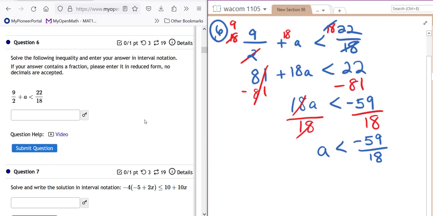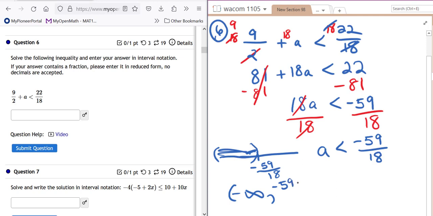They ask us to solve the following inequality and enter your answer in interval notation. If you need a little graph to help you, you can draw it, but it doesn't have to go in the answer. We can just show this one point, negative 59 over 18. a is smaller than that, so it's going to be to the left, and there is no equals underneath. So that is a parentheses or an open circle. Then your interval notation comes from negative infinity up to that point, negative 59 over 18.